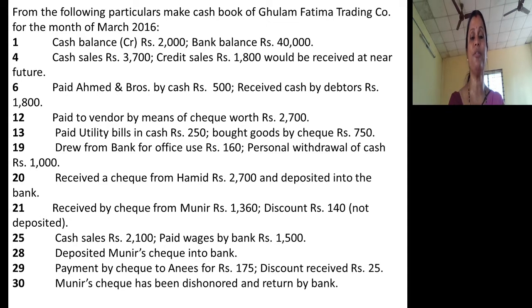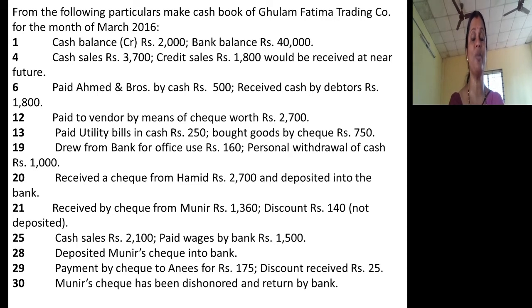Transactions for the month of March 2016 in the books of Ghulam Fatima Trading Company are given below. They have given transactions from 1st March 2016 to 30th March 2016. We will see how these transactions will appear in Ghulam Fatima Trading Company's books as a three-column cash book. First transaction: cash balance credit 2,000, bank balance 40,000.